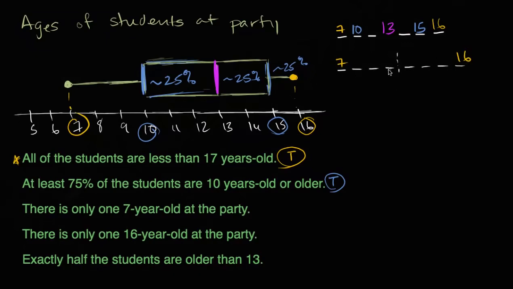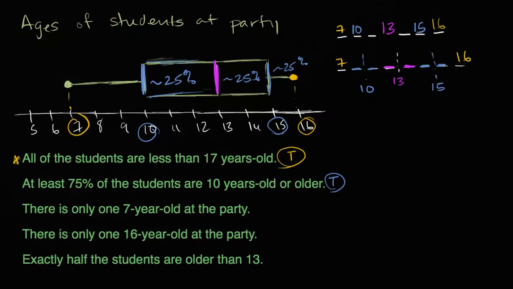So the median is going to be the mean of these two values. So it's going to be the mean of this and this, which is going to be 13. And we know that the mean of this and this is going to be 10, and that the mean of this and this is going to be 15. So what could we construct? Well, actually, we don't even have to construct to answer this question.